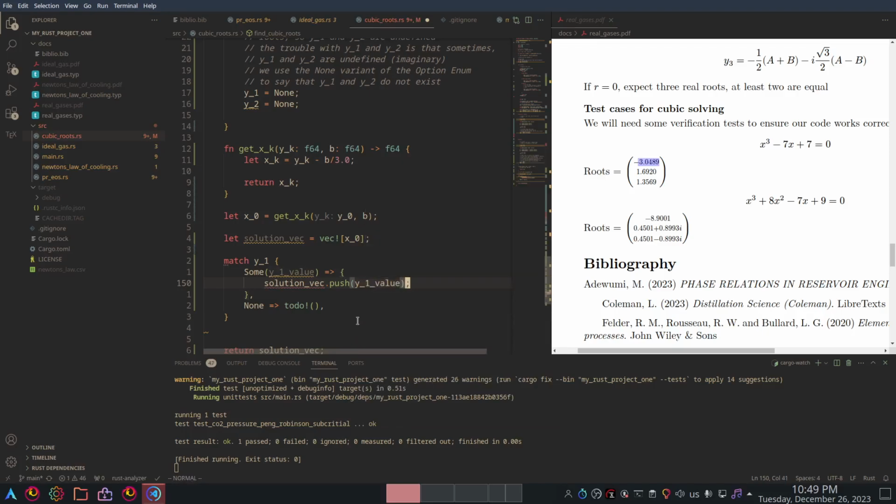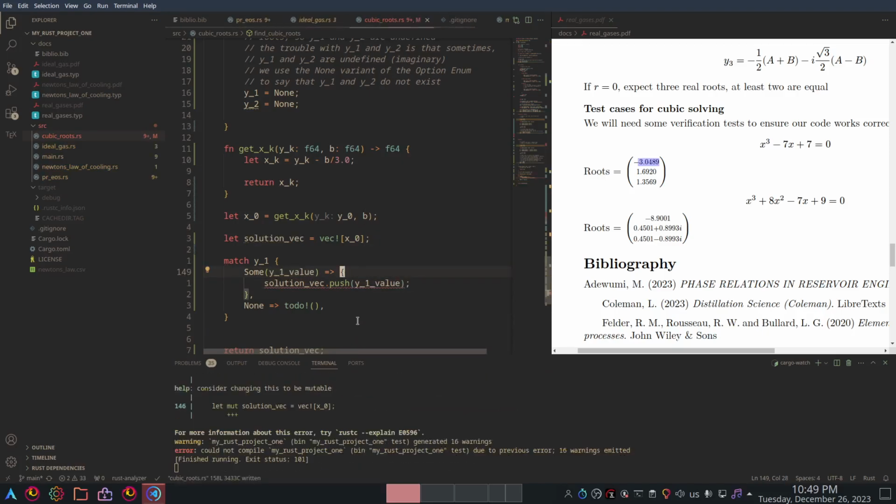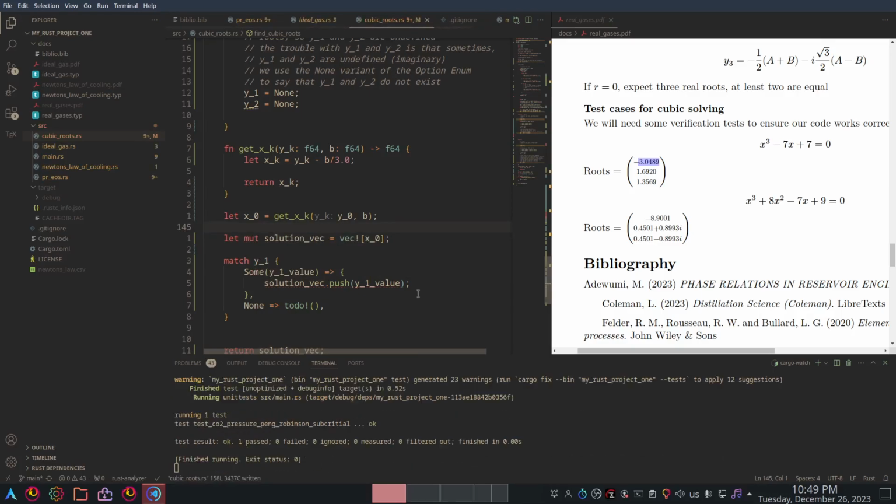Okay, and that's all. It's going to give a problem because the solution vector is not mutable. We need to make the solution vector mutable. So let's make the solution vector mutable. Let mut solution vector equals to vec x0. If y1 has a value, solution vector will push the y1 value. If there is none here, I will not do anything.